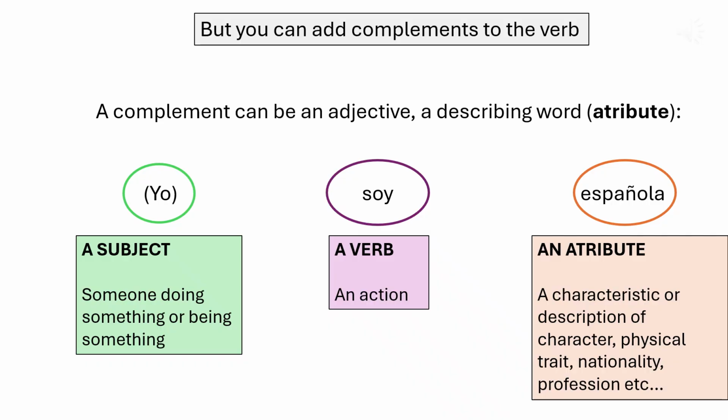But you can add complements to the verb. A complement can be an adjective, a describing word, an attribute. So here I've got the subject, yo, I, that's the person doing the action. Then I've got the verb, soy, which is the action. And now I have added an adjective or attribute or describing word that describes me. It's española, that's about my nationality. An attribute is a characteristic or description of character, physical trait, nationality, profession, anything to do with me. So that would be in this case española.